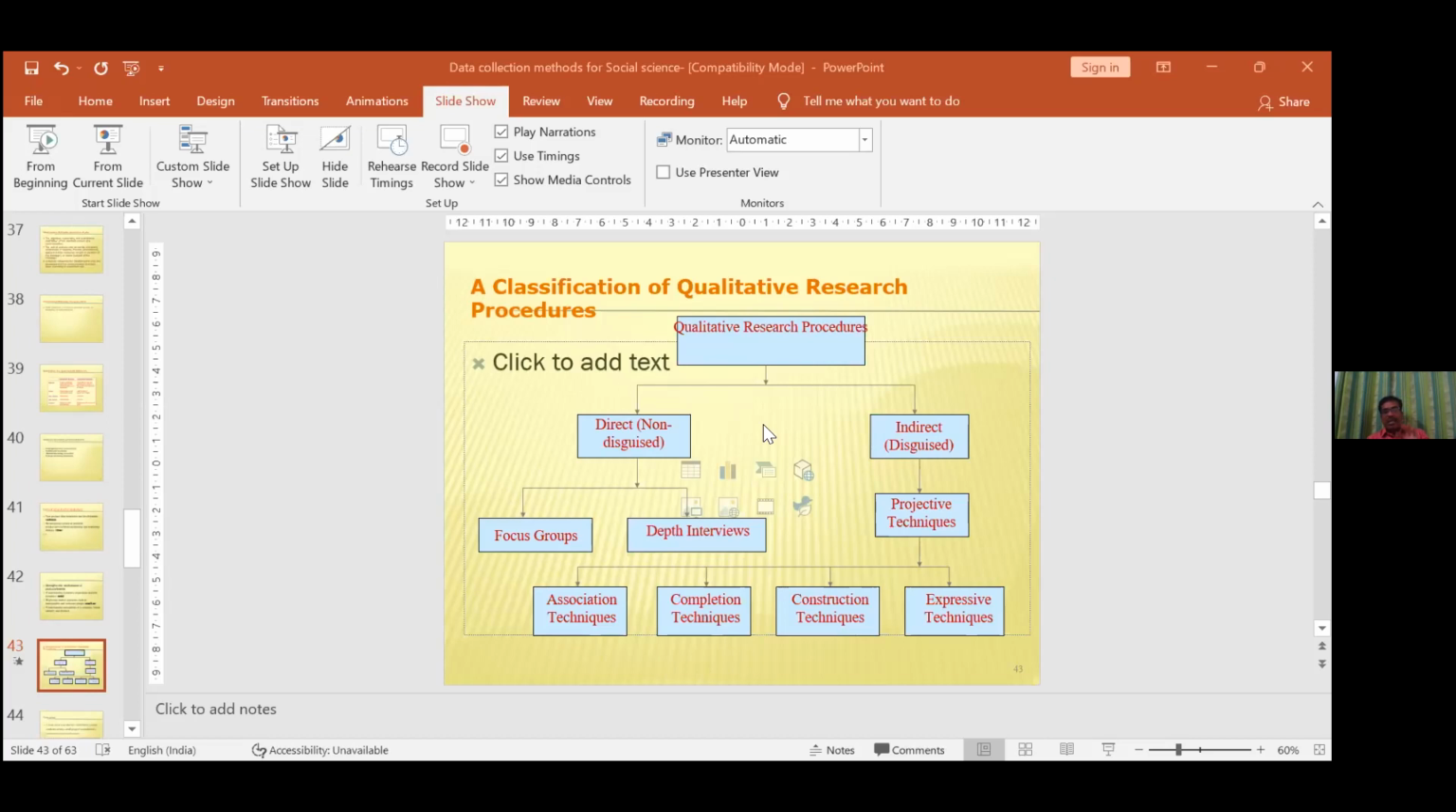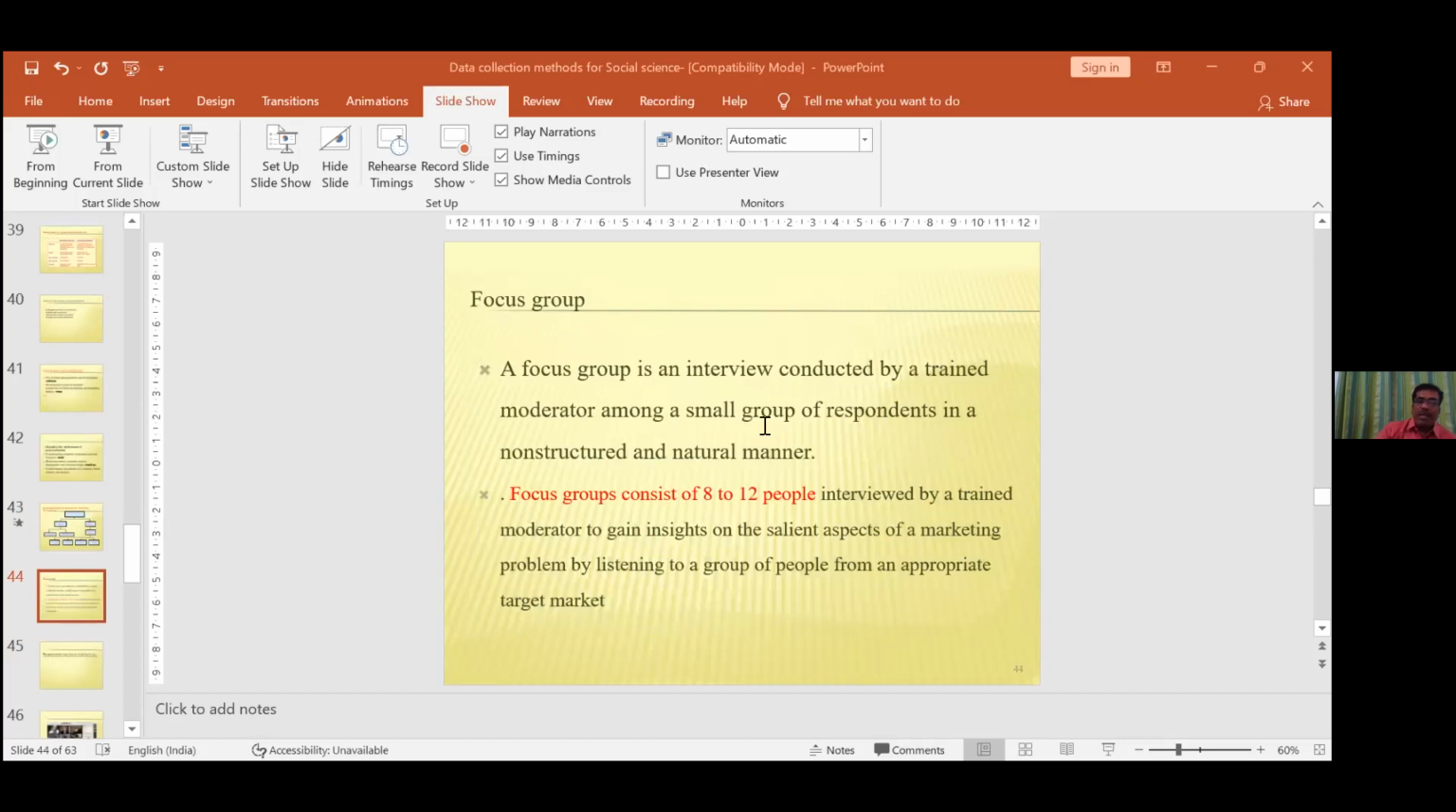There are two methods. Let's take qualitative research. If you want to collect qualitative research related data, you can collect this data by two different methods. One is a direct method, another one is an indirect method. Under direct method, focus group will come. Another one is depth interview method. Under indirect, qualitative data can be collected through projective technique, association technique, completion technique, construction technique, and expressive technique.